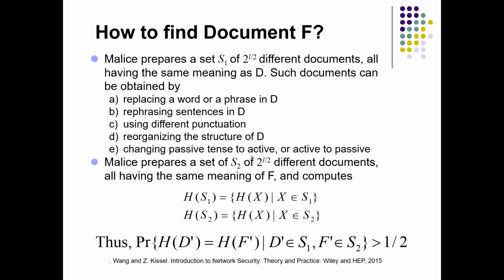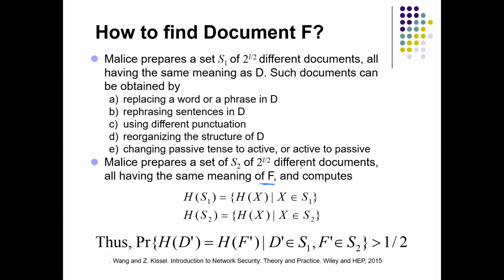But again, this is just a theoretical example. It's doable, but if L is big, then there will still be difficulty. But just assume that we have all kinds of ways to do this, like changing passive tense to active, that kind of thing. Then Malice prepares a set S2, which also has 2 to the L over 2 different documents, but this time they have the same meaning as F, using the same tricks.